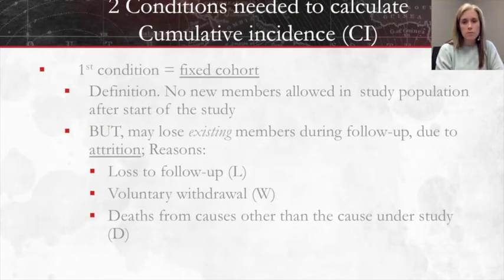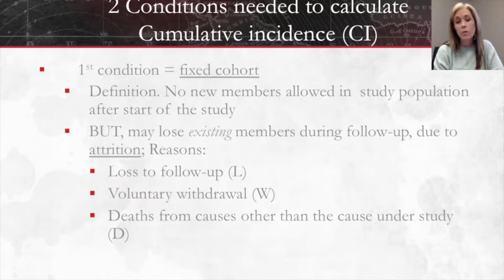Now here's the problem. Two conditions actually need to be satisfied in order to calculate cumulative incidence. Remember, cumulative incidence is a proportion. The first condition is that you need to have a fixed cohort. What that means is that no new members are allowed in the study population after the start of the study.